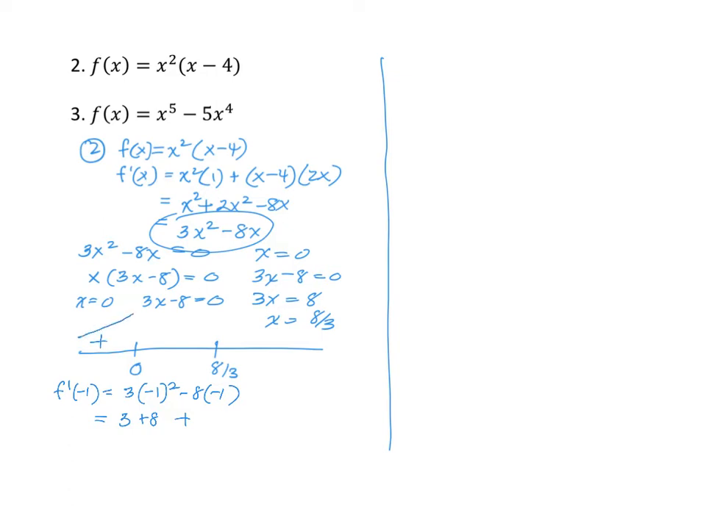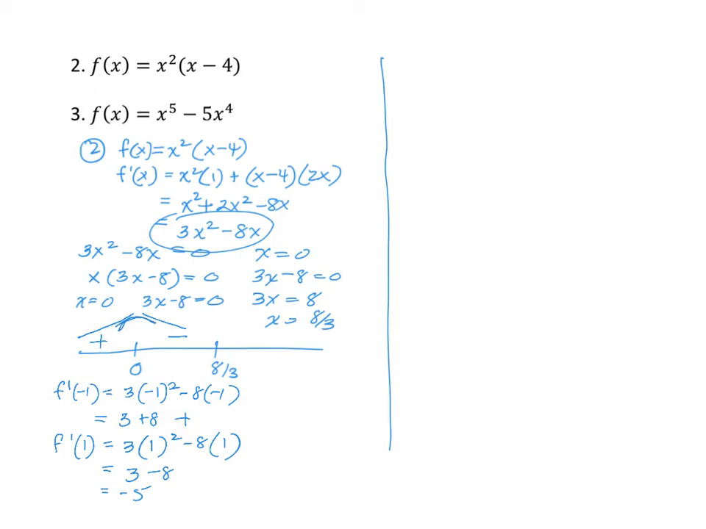Then between 0 and 8/3, let's try 1. And you can pick any value you want, so I try to pick the easiest values. If I plug 1 in there, I get 3 times 1 squared minus 8 times positive 1, which equals 3 minus 8, which is a negative value, isn't it? So it's negative here, so it's decreasing. So what do we have at 0? We have a max, right?